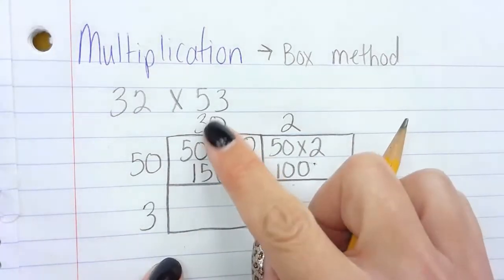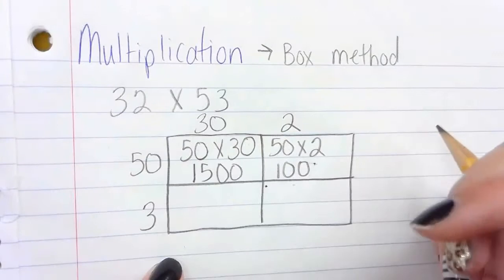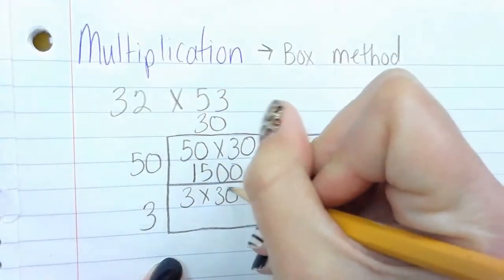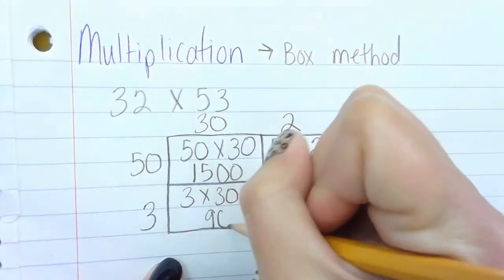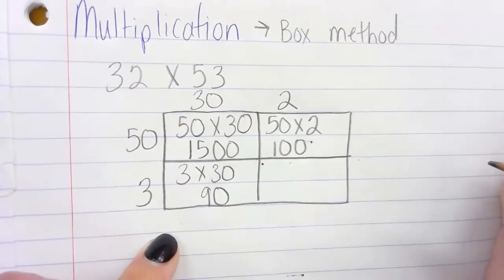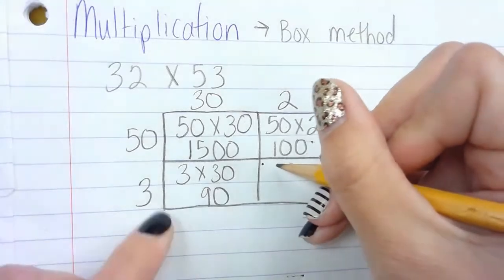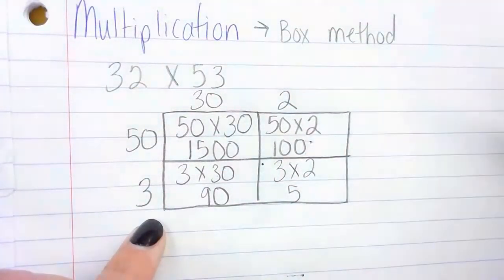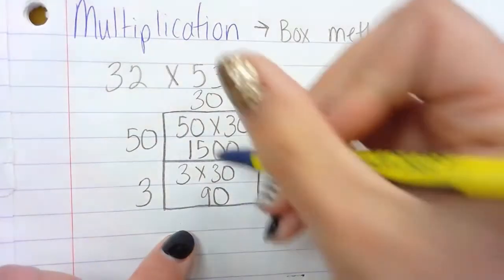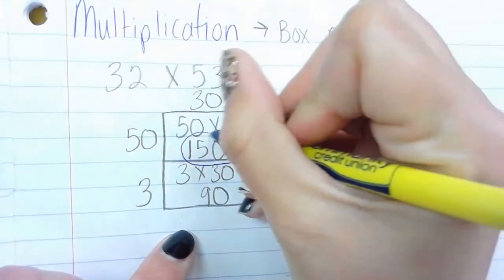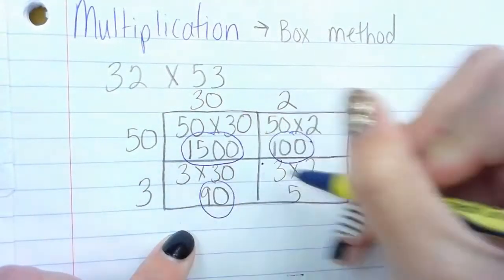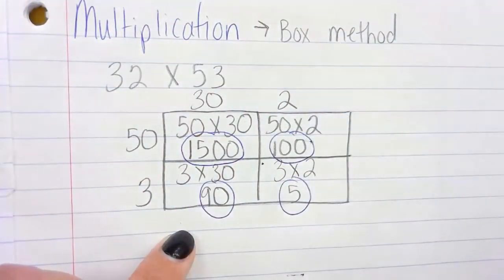And again, it doesn't matter if you do 30 times 3 or 3 times 30, you're going to get the same partial product. 3 times 3 is 9, and then you add the 1 0, so you get 90. Last but not least is 3 times 2, which is 6. So now you have all of these partial products. So we have 1,500, 100, 90, and 6, right?